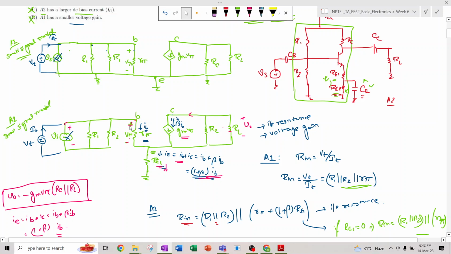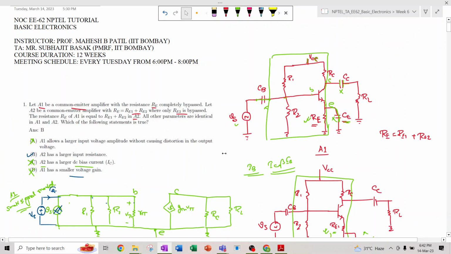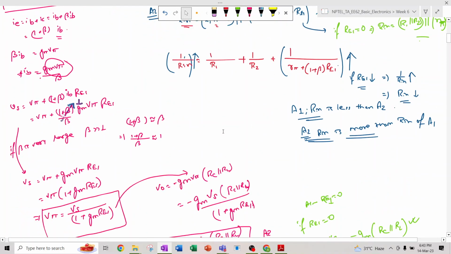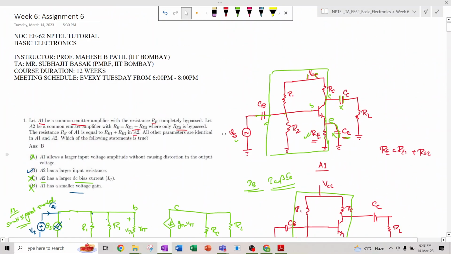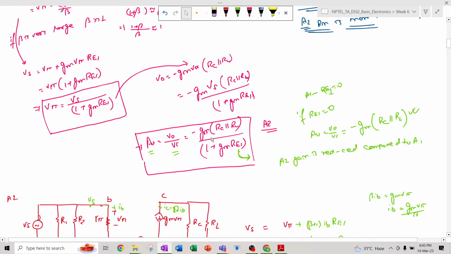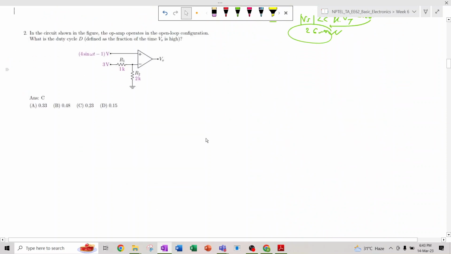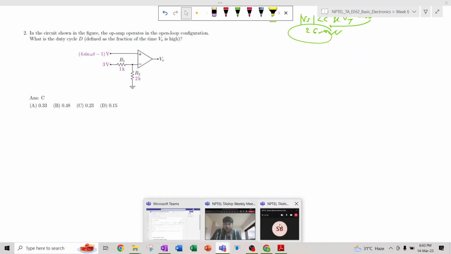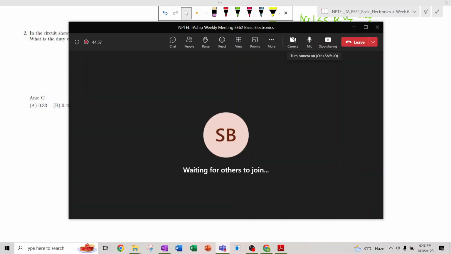So V pi is small, so that means gm V pi is small, because in the other case the entire Vs is applied through V pi. But here the part of Vs is appearing as V pi, and then it gets multiplied with gm, and then it flows through RC parallel RL. Okay, so in this way also you can interpret the result, analyze it easily, and get the desired answer. So this is the entire analysis of question 1. I hope that it is very clear.